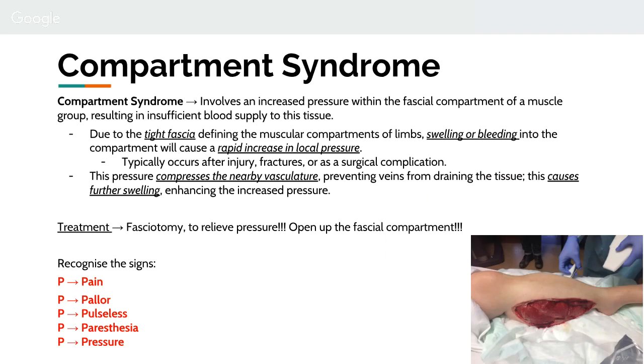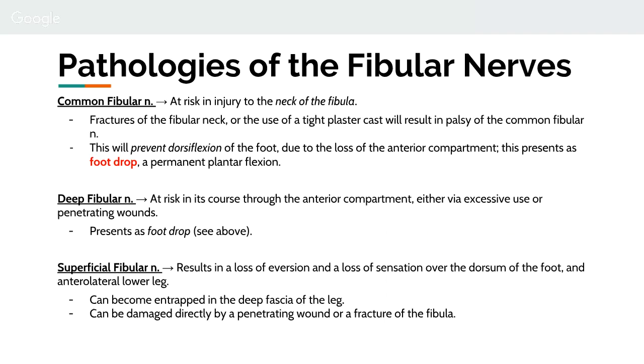Compartment syndrome, the 5 P's. That's what a fasciotomy looks like. It's like an immediate release. They feel literally so much better after you cut that open. Pathologies of your fibular nerves. Basically, if you know what the nerves supply, you know what pathologies will happen. Also, foot drop. So common fibular nerve is foot drop, whereas your radial nerve is wrist drop. Also, foot drop for deep fibular.